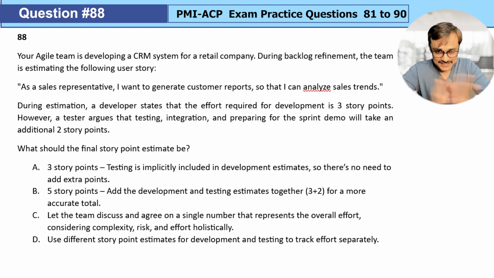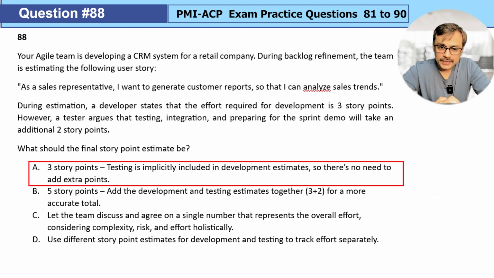So let's see option A. 3 story points, testing is implicitly included in the development estimate, so there is no need to add extra points. So it has something relevant, but something different as well. We are saying that story points are not an estimation of development or testing effort. It's a joint number we are putting as one team. So we should be putting one number, but we can't just say the developer number is that number. So there is something right, but something not right in option A.